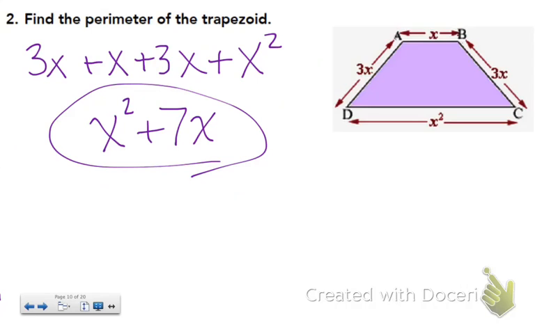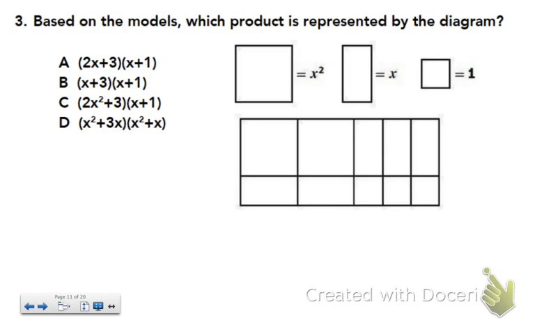The A, B, C, and D, don't let that confuse you, because that's just naming the trapezoid. The x is the actual side length. Alright, this one, based on the models, which product is represented by the diagram? There's 2 ways you could do it. Once you figure out what this actually stands for, you can either multiply out your options to see which one matches, or you can work backwards and factor. So that's the method I prefer.